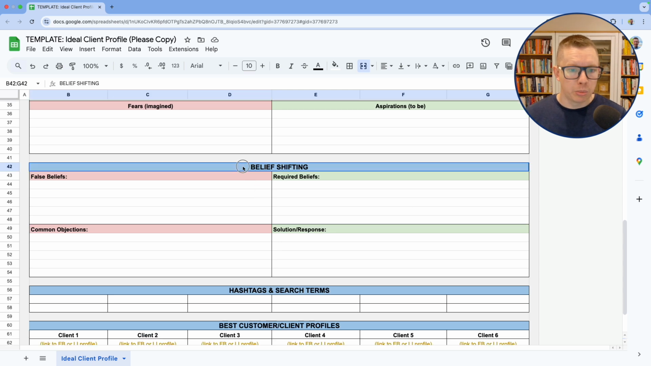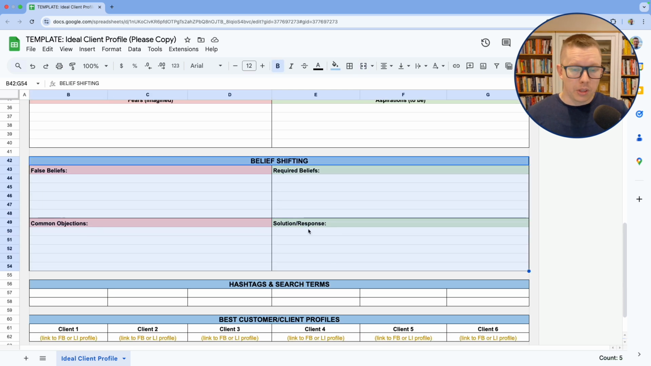The next section is belief shifting. This is really, really important because we want our content and our marketing to do a lot of the heavy lifting for us so that selling isn't hard. For selling to be easy, we have to have done some belief shifting up front so that we don't have to do it when we're having sales conversations.